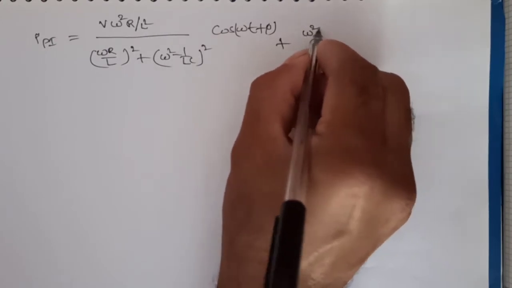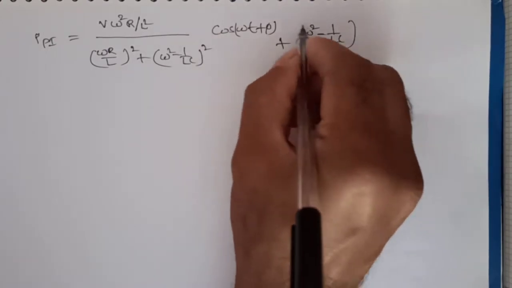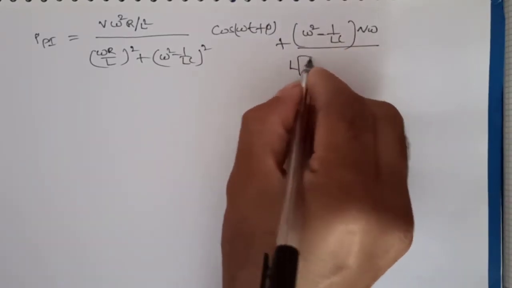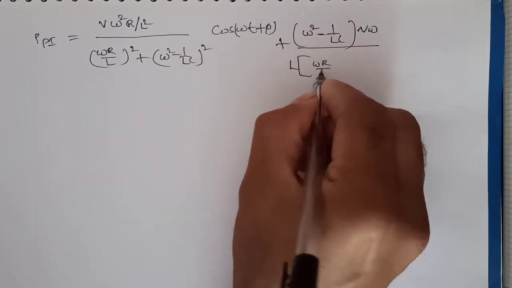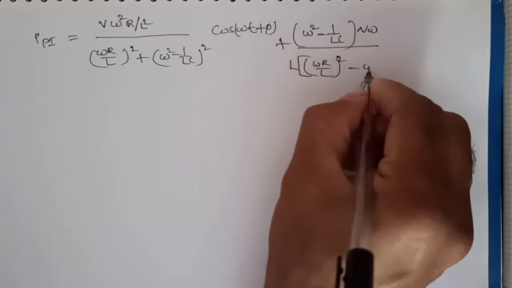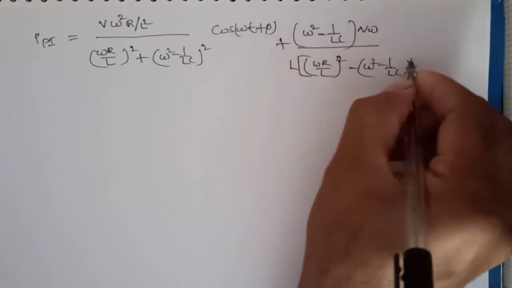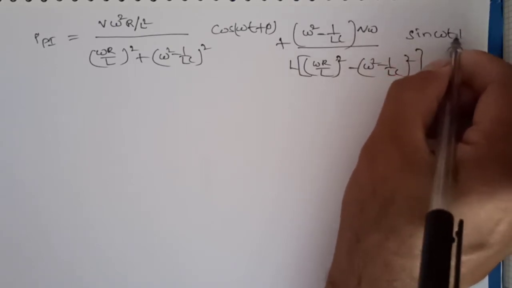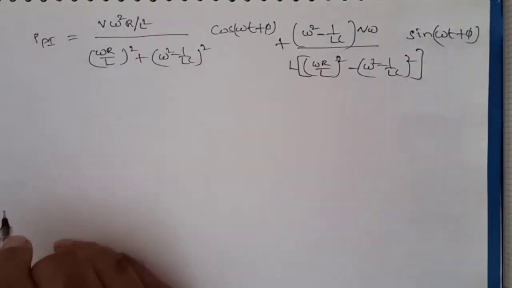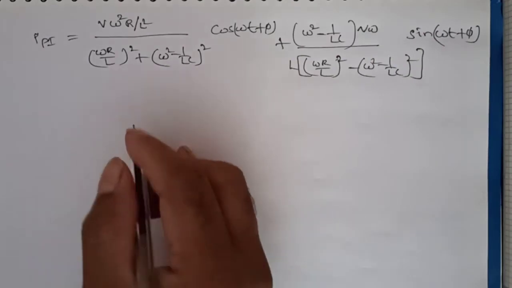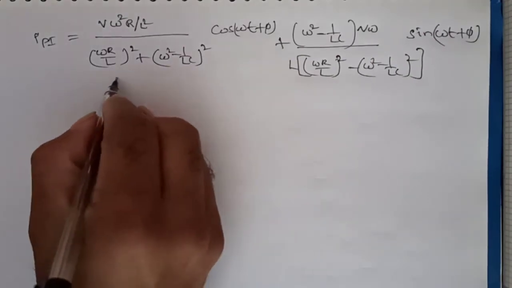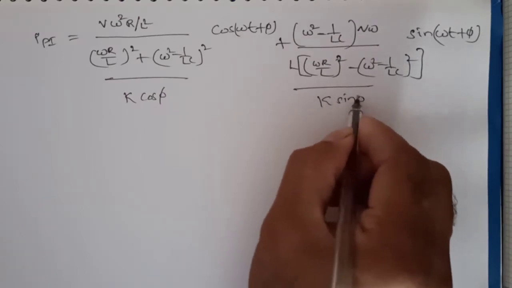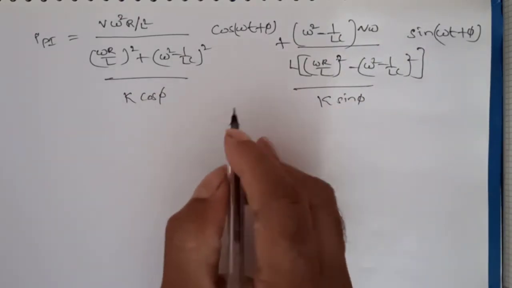B. In the place of B we have to substitute omega square minus 1 by LC into V omega divided by L into omega R by L whole square minus 1 by omega square LC whole square into sine of omega t plus pi. Okay, now we know that in the previous sections we assumed this term as k cos pi, this term as k sin pi, and taking the ratio we will get tan pi.